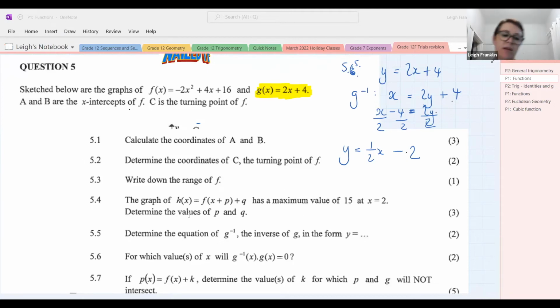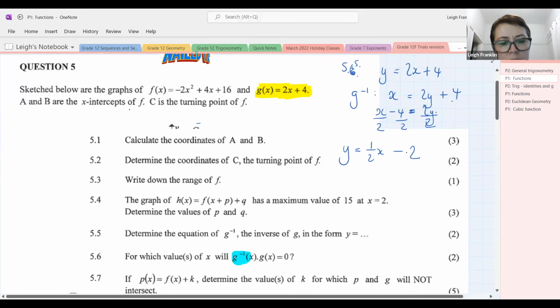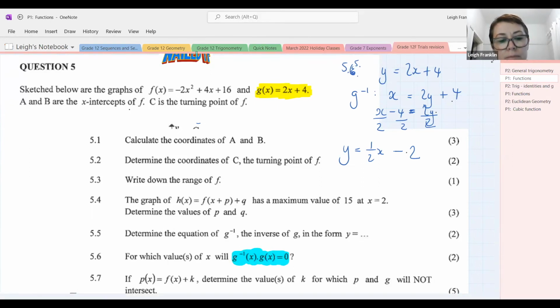What does this mean? If I wasn't a maths teacher and I said to you, okay, so Matrix, explain to me, how do I answer question 5.6? What does this bit, g to the minus 1 of x times g of x equals 0, actually mean to us? How would we explain that to someone who doesn't know anything about maths? Anyone got any ideas?